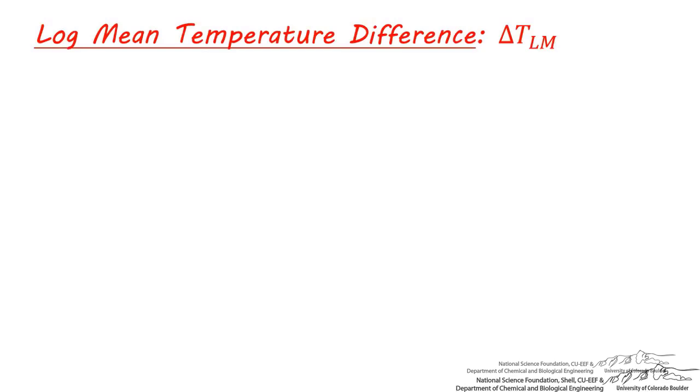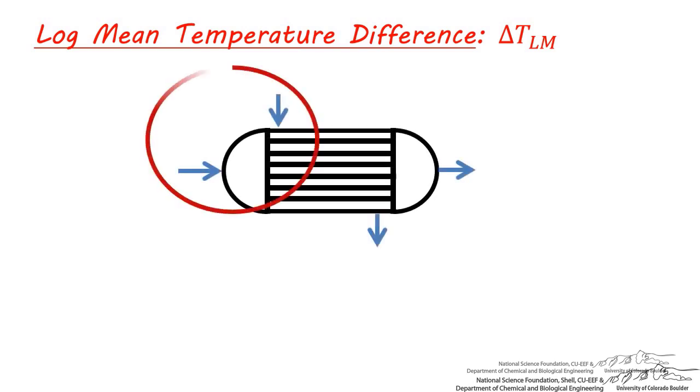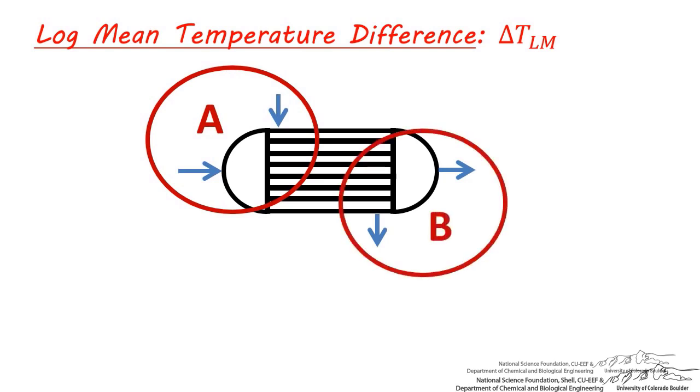The log mean temperature difference is a quantitative measure of the difference in temperature between the streams at both ends of the heat exchanger. Let's look at an example of a co-current flow fixed head shell and tube heat exchanger. If one end of the heat exchanger is designated A and the other end is B, we can calculate the difference between the two stream temperatures at each end.